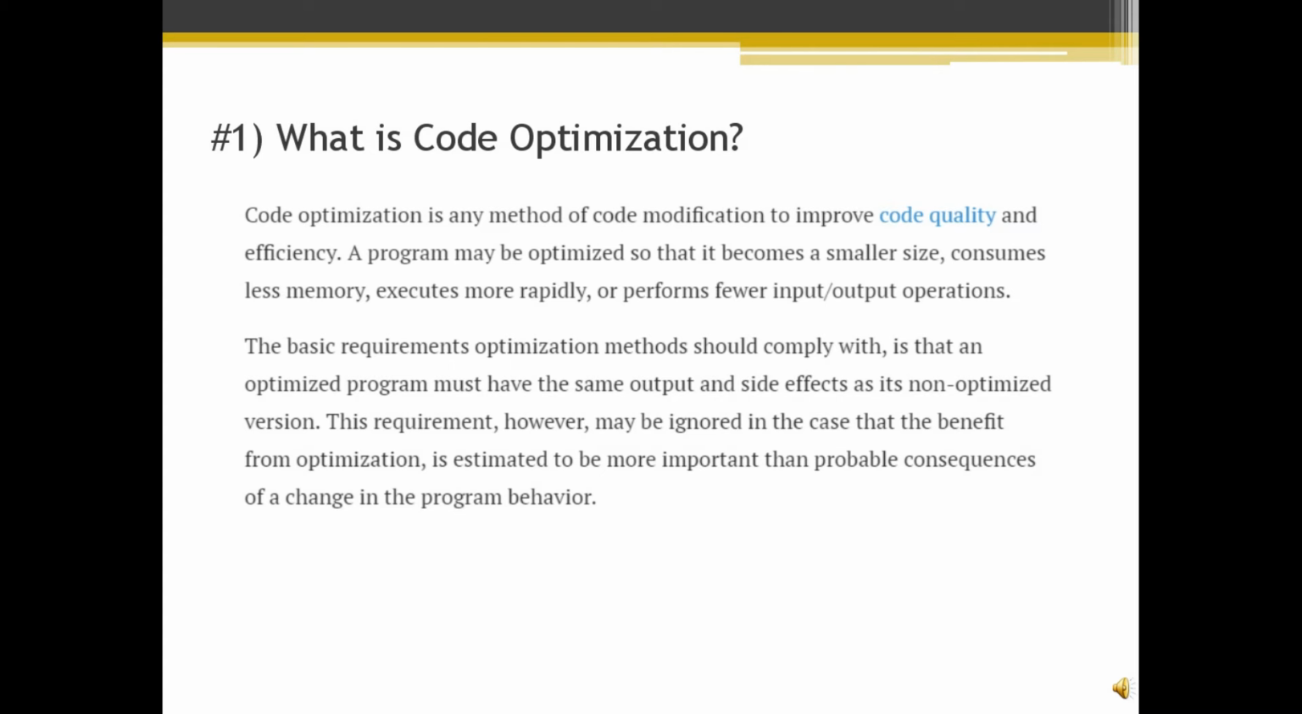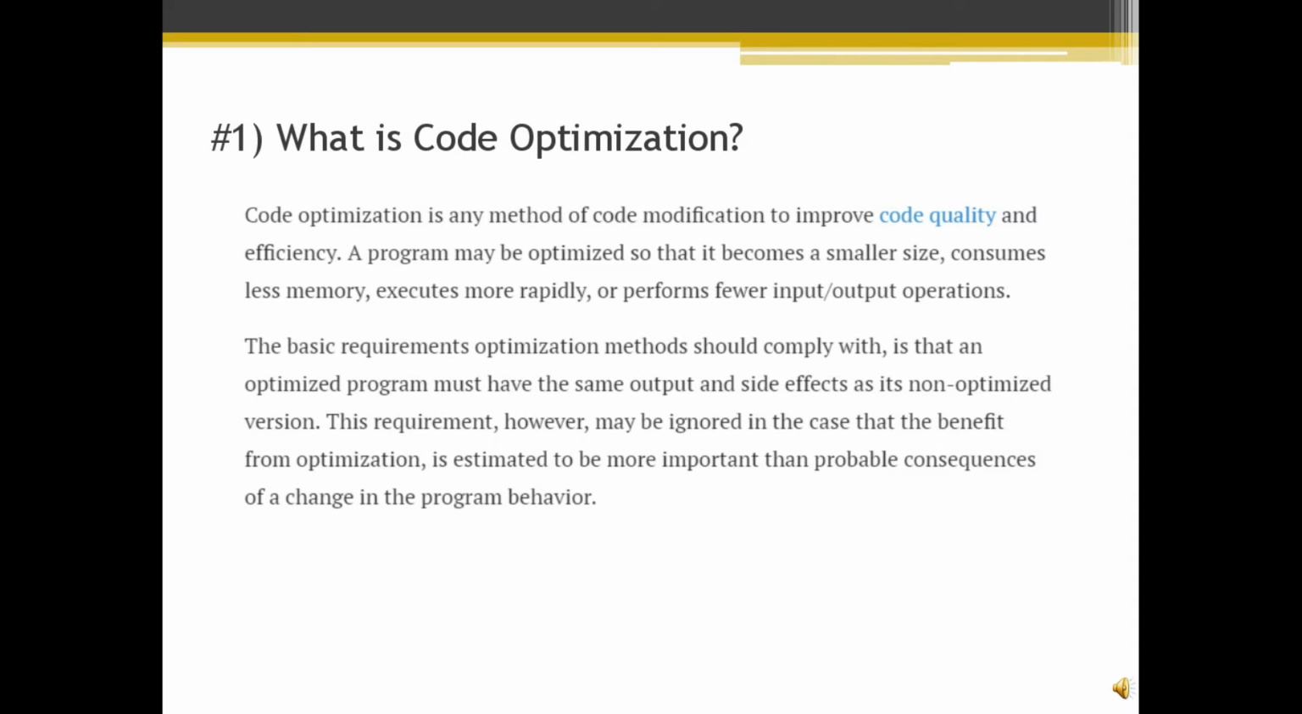Code optimization. What is code optimization? Code optimization is any method of code modification to improve code quality and efficiency. A program may be optimized so that it becomes a smaller size, consumes less memory, executes more rapidly, or performs fewer input-output operations. The basic requirement optimization methods should comply with is that an optimized program must have the same output and side effects as its non-optimized version.